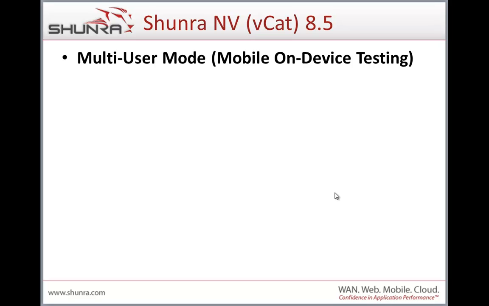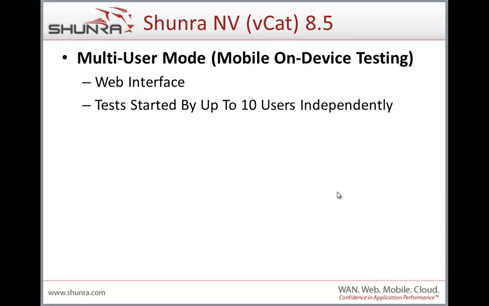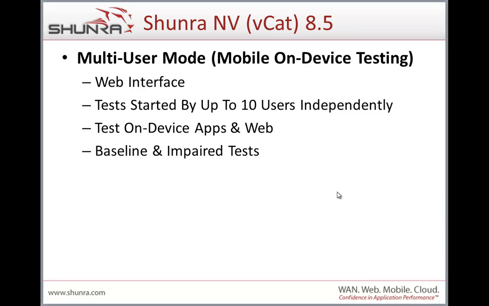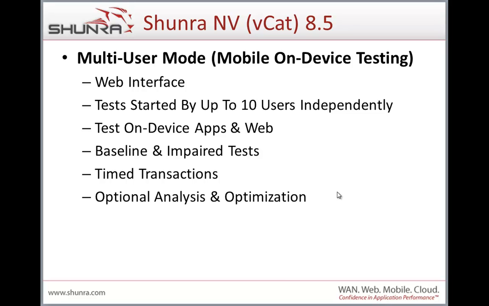So again, in summary, the multi-user mode of Shunra Network Virtualization is designed for mobile on-device testing. It has a web interface, including on-client interface and a console. It allows up to 10 users to run tests at a time. Typically we're testing mobile apps and mobile websites on device. We run multiple tests with a baseline to compare the difference between networks, and we can use time transactions. And automatically, as an option, you can export the traffic data to perform analysis and optimization.